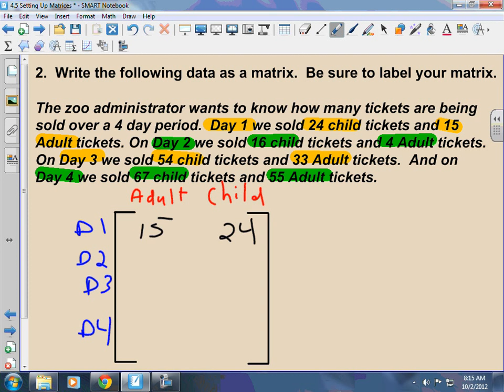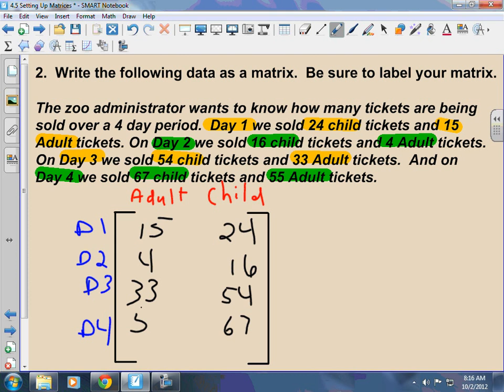15. Okay. If you put child first and then adult, that's fine too. Okay, day 2, how many child? 16. How many adult? 4. Day 3, how many child? 54. How many adult? 33. Day 4, 67. 67 child.